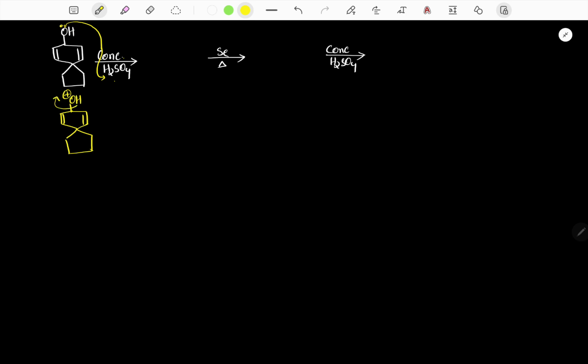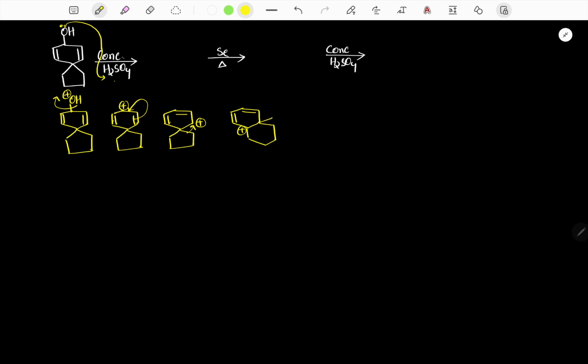It loses a proton and forms the corresponding carbocation. Here elimination is not possible because an sp2 carbon does not lose the proton. So another possibility is that, because of resonance, we get the corresponding alkene like this, and the resultant compound undergoes ring expansion, and we finally get a carbocation.